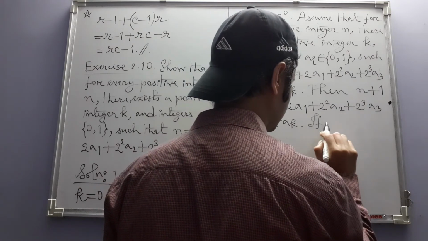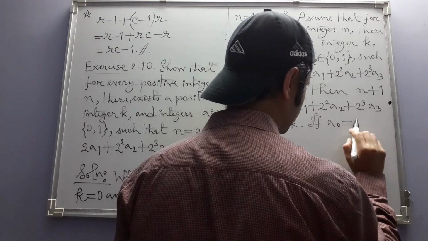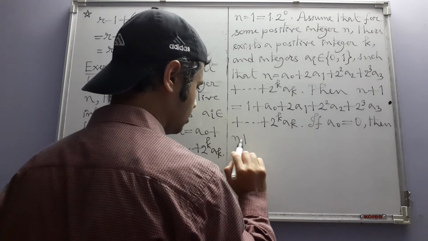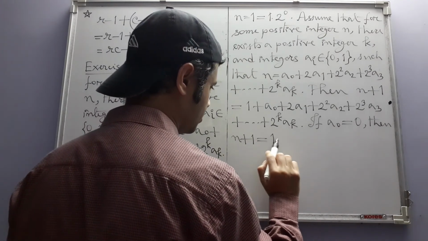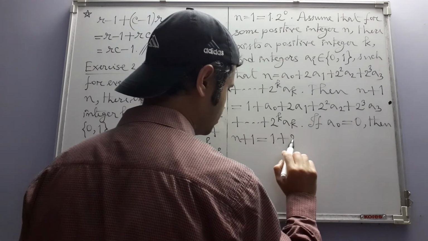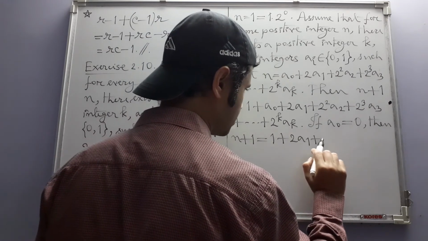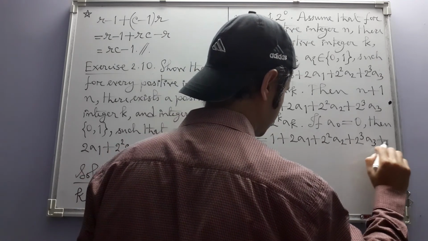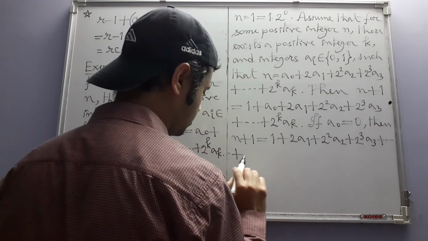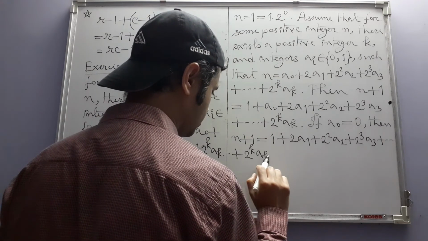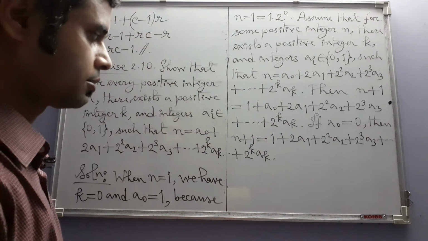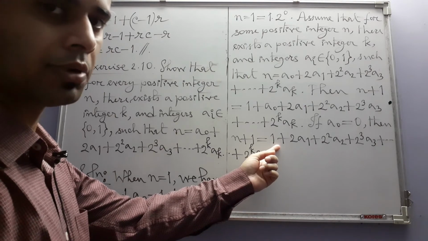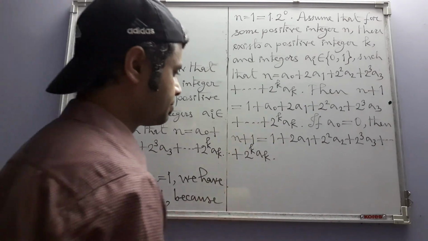If a0 is equal to 0, then n plus 1 is 1 plus 2a1 plus 2 square a2 plus 2 cube a3, etc., plus 2 to the power k ak. Okay, so this is again one such expression because this number is 1, so it can be taken as our new a0.